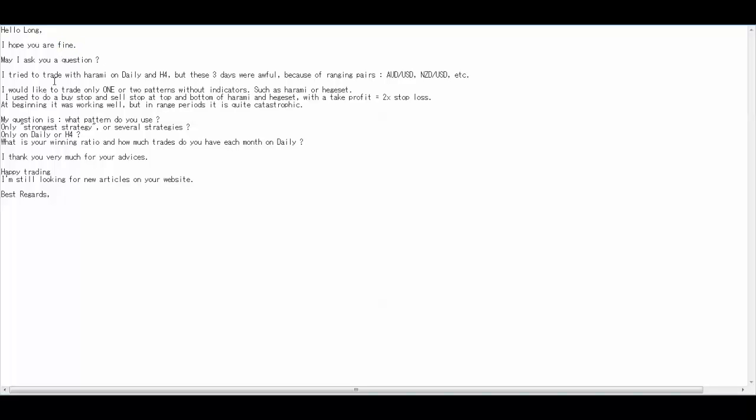Sure. I tried to trade with Harami on daily and H4, but these 3 days were awful because of ranging pairs, Aussie dollar, New Zealand dollar. I would like to trade only one or two patterns without indicators, such as Harami or Higset. I used to do buy stop and sell stop at top and bottom of Harami and Higset with our take profit 2x stop loss. At the beginning, it was working well, but in range periods, it is quite catastrophic.